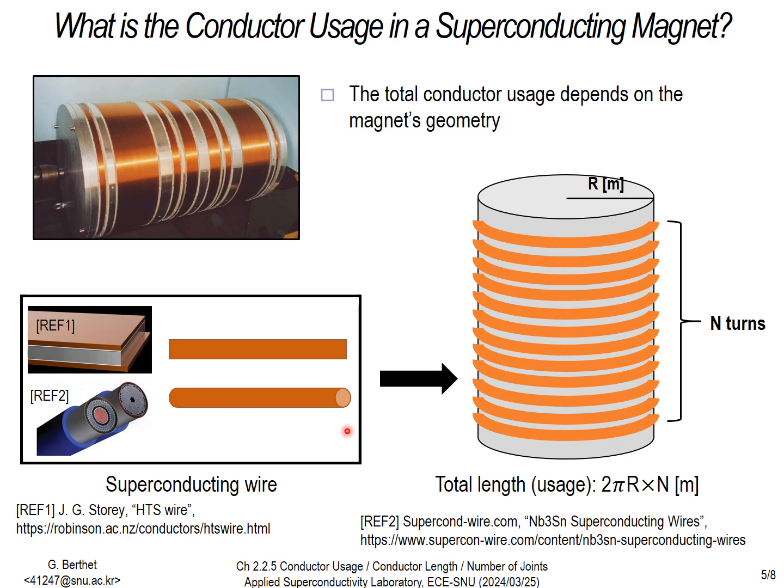For example, let's consider a solenoid of radius r with n turns. To calculate the total length of conductor to wind, we take the circumference of the solenoid times the number of turns. This length is the conductor usage. Depending on the wire or tape used and the number of turns, one may need to consider the wire thickness.